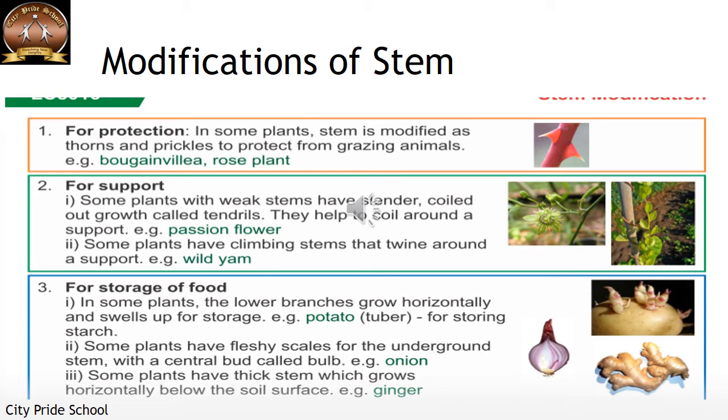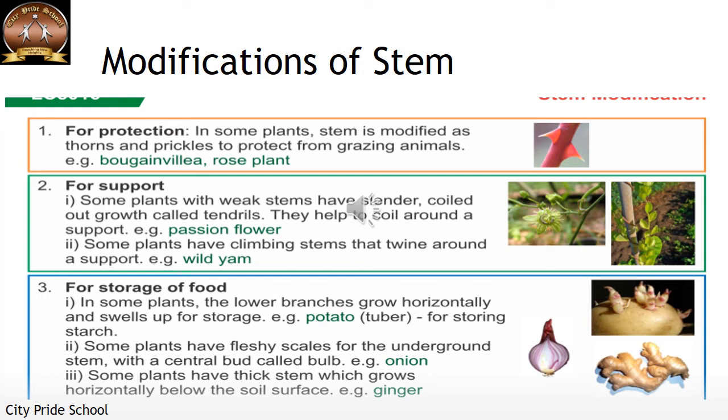For food storage, something very common you see at home: potatoes, ginger, onion. We have studied this in the previous food chapter also. They are all modifications of stem where they store food. In the case of potato, the lower branches grow horizontally and then they store food. Some plants have fleshy scale leaves like the onion. The stem is condensed into a small disc-shaped structure, whereas the scale leaves store food, and that is what is edible, what is eaten.